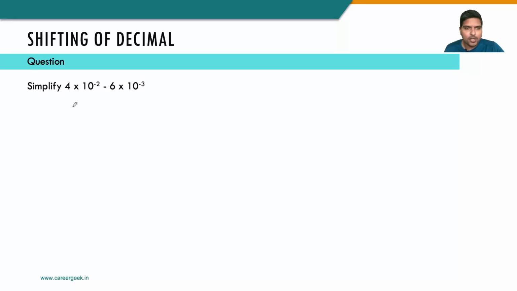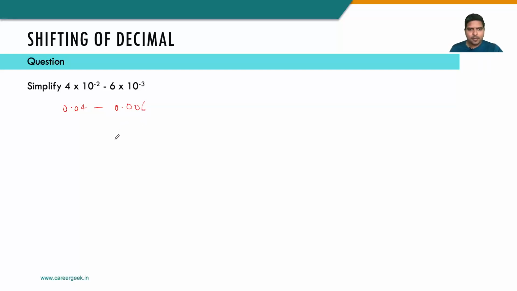Okay, first we'll need to simplify 4 multiplied by 10 power negative 2. So we have seen, if you're multiplying by 10 power negatives, you introduce that many decimals to the left. So 1 becomes 0.4, 2 becomes 0.04. Same for the second, one decimal is there, remaining 2 will be compensated by 2 zeros.